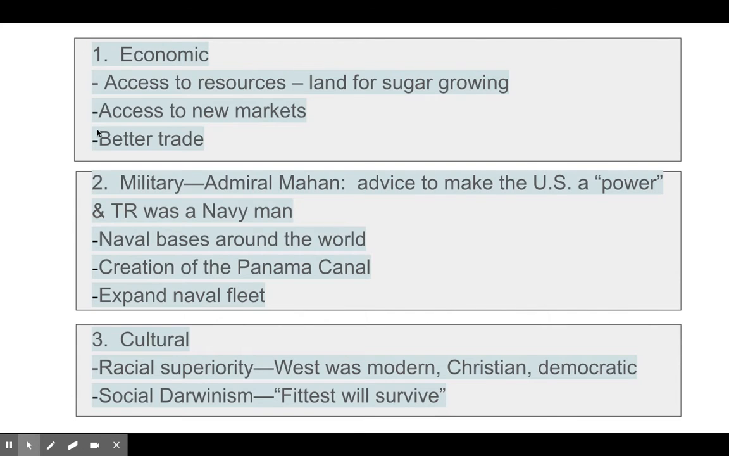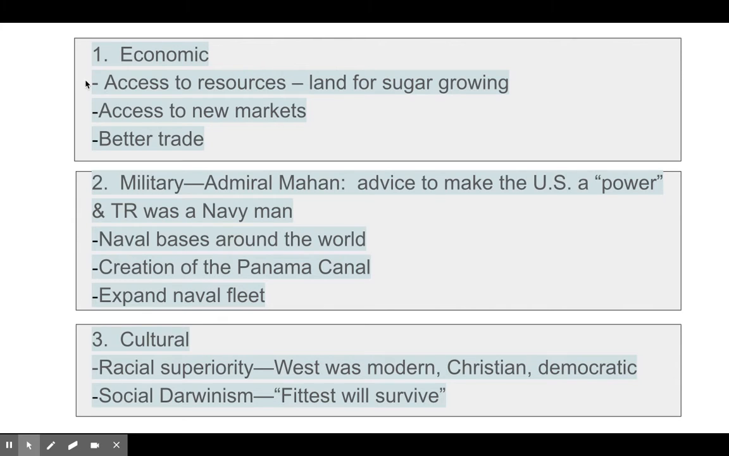Okay. When we say economic, remember that it means money. So if whenever you hear the word economic it doesn't really mean anything to you, go ahead and draw a dollar sign right here beside economic to remind you that this means money.